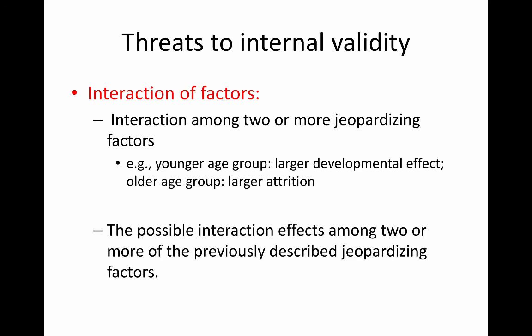I think a final threat, we're almost at the end, are interaction effects. For example, younger age groups will have larger developmental effects. Older age groups will have larger attrition. It's possible that these interaction effects, two or more, are previously described. So we could have more than one of these internal validity issues coming up. And it's hard, again, to control for everything. But pretty much, the tighter your internal design is, the stronger the study. But the harder it is, it makes external validity, which we'll talk about next.